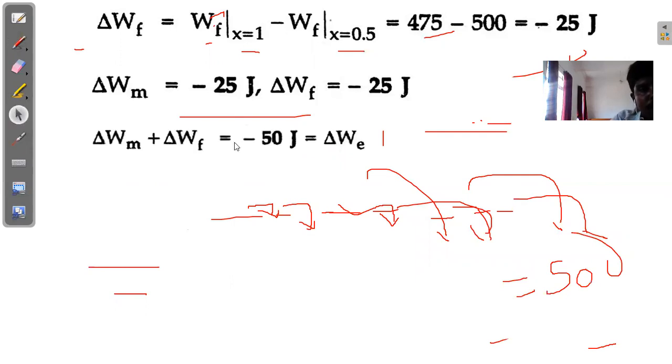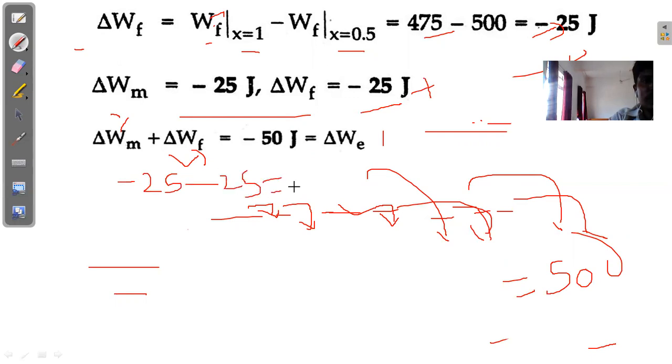So how to verify the answer? We know the value for work done, and now we know the value for field energy. Totally we add these, we get the electrical energy. Here minus 25 joules, here also minus 25 joules. So minus 25 plus minus 25 equal to minus 50 joules.